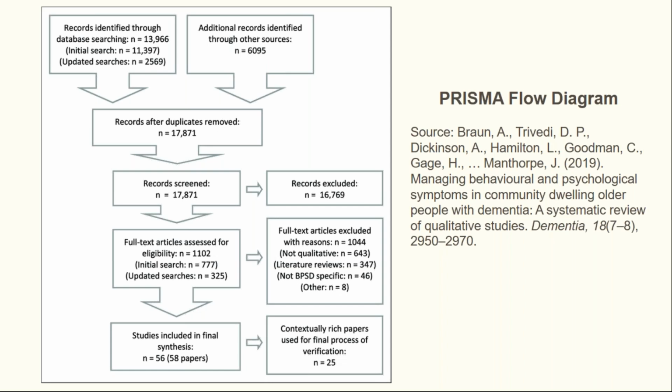So the initial search, if you look at the top, yielded 17,871 sources. Don't be surprised. This seems like a lot. For those of you who have conducted systematic reviews before, you're not shocked. Others may be thinking, oh my gosh. This is pretty normal to get 10 to 20,000 initial sources. So what do you do when you have almost 20,000 sources?